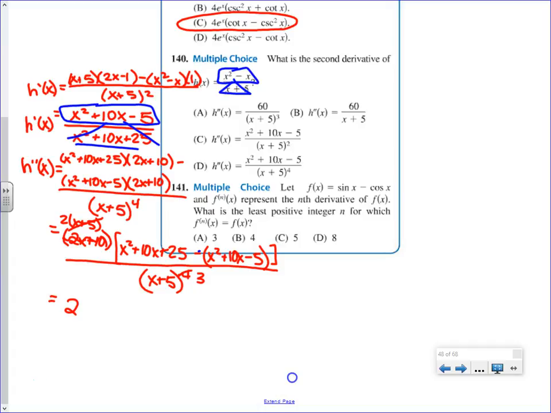This would have been one that might have taken a little bit more than 1.2. X squared, gone. 10x is gone. 25 plus 5 is 30. 30 times 2 is 60. Still there.